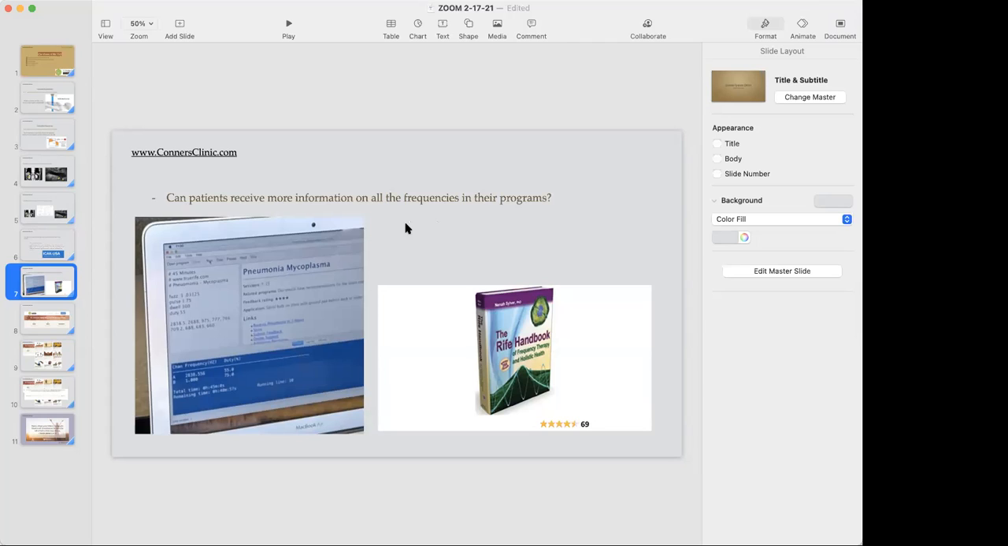Let me explain that. When people say, I want to know the frequencies that are in my programs, well, you can literally open any one of your programs. Here's a picture of the pneumonia mycoplasma program opened, and it's a 45-minute program. Here's the dwell. That's how much time it's on each frequency. Here's the frequencies right here. 1, 2, 3, 4, 5, 6, 7, 8, 9 frequencies in this program. Now, your overnight program, you'd have to scroll through this.